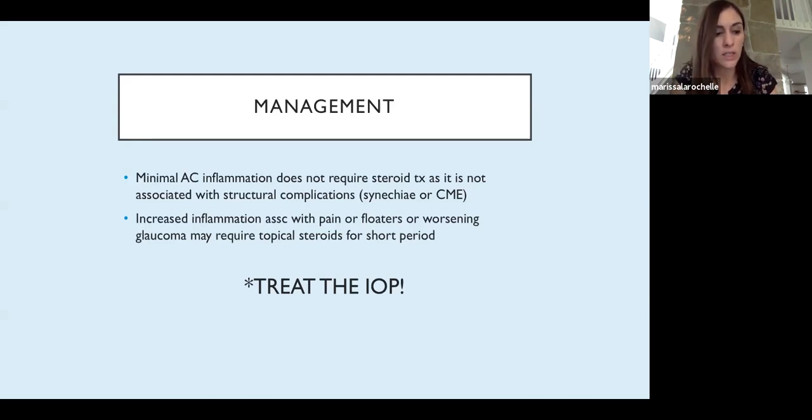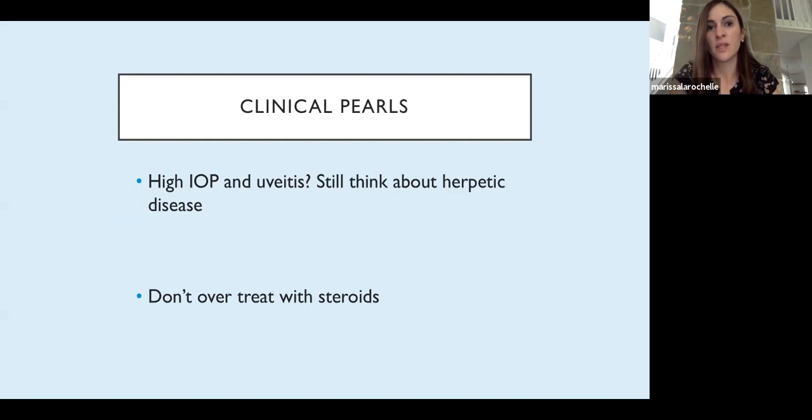So these patients commonly develop glaucoma, so really treating the IOP is important. We can get a little bit caught up in trying to treat that AC cell, and now we're putting steroids on the eye, and it can be difficult to tell if it's a steroid response versus high pressure from that open-angle glaucoma. Clinical pearls: you see someone with unilateral uveitis and high intraocular pressure, I would still think about herpetic disease, and don't overtreat with steroids for the reasons that we mentioned.